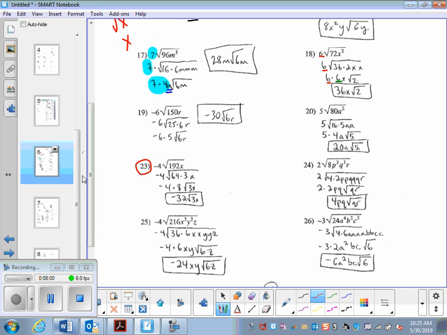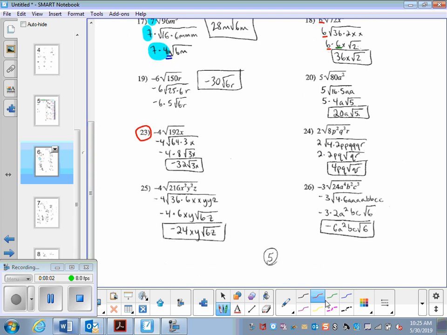All right, now we are on number 24, and right here, 4 times 2 is how I get 8, and the square root of 4 is 2. And now times the 2 that was already out here is 4. The square root of p squared is p. And the square root of q cubed, we'd get 1 pair that comes out and 1 will stay in. 2 goes into 3 once and 1 will stay in. And then the r will also stay underneath the radical.